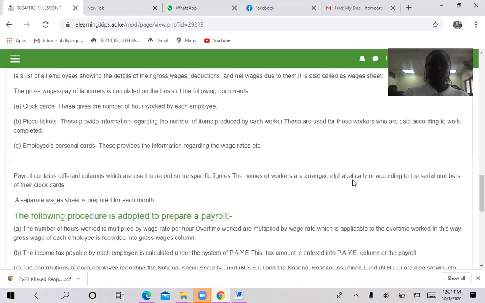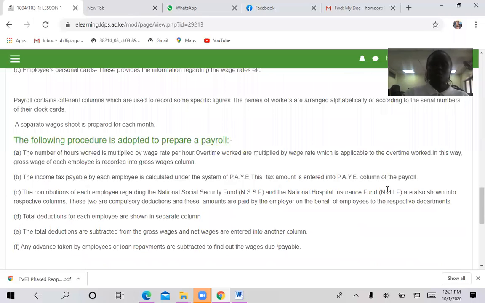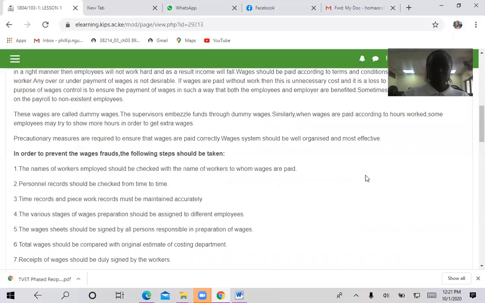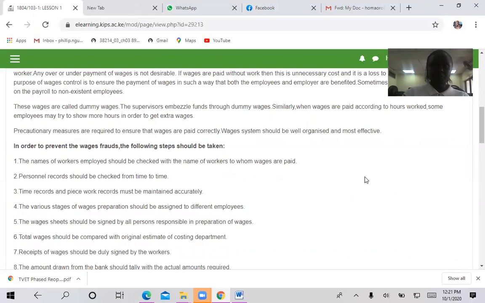So the payroll contains different columns which are used to record some specific figures. The names of workers are arranged alphabetically or according to the serial numbers of their clock cards. A separate wages sheet is prepared for each month. So at the end of each month, a separate payroll is prepared. Let's go to the procedure of preparing the payroll. The first step of preparing the payroll.